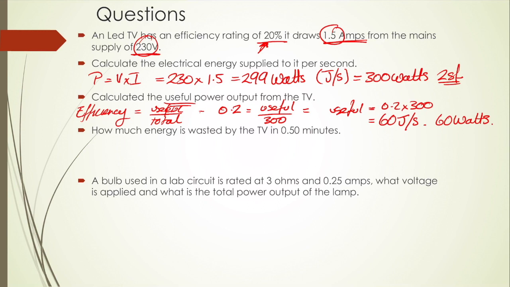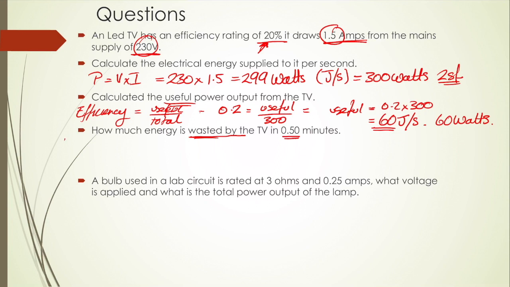How much energy is wasted by the TV in 0.5 minutes? 0.5 minutes is there to trip you up. Some people will just put in 0.5 when they multiply it and they won't get the right answer. Now, the wasted energy, we're using the law of conservation of energy now, because the energy going in must equal the total energy coming out. So the total energy out must be 300. If 60 joules is useful, that leaves us with 240, which is wasted.